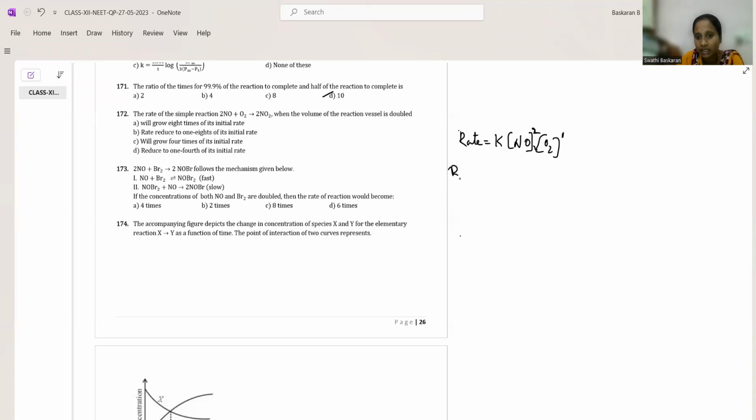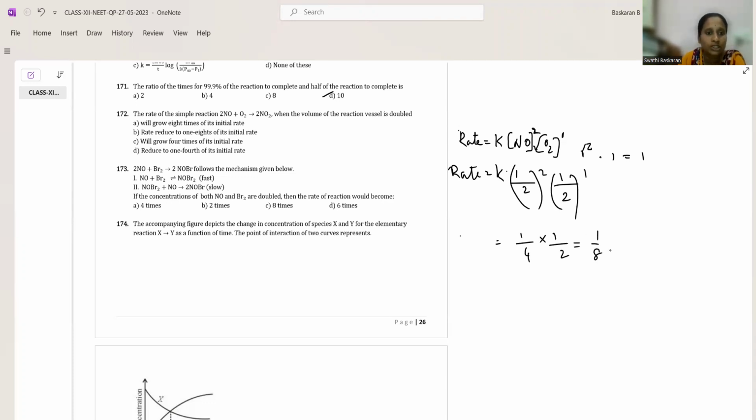Rate is equal to K into, I can assume this to be 1, and here also I can assume to be 1. So which is equal to 1 square into 1, equal to 1. Now in the second case, the concentration is halved, so I will write 1 by 2 whole square, and here also 1 by 2, raised to the power 1. So which will become 1 by 4 into 1 by 2, which means it becomes 1 by 8.